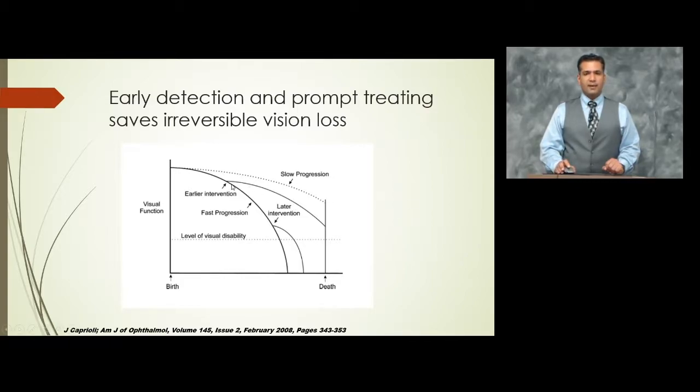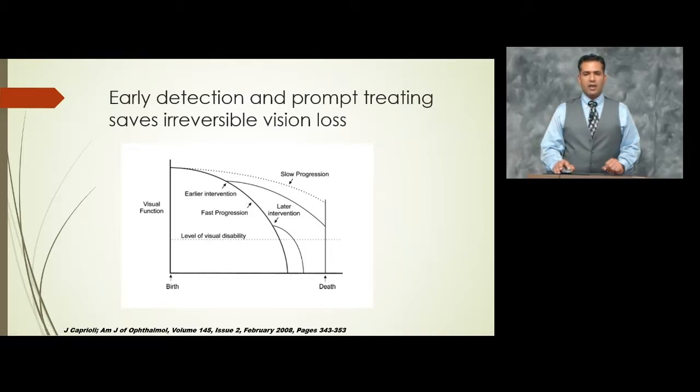So look at the schematic. You are going to detect the patient early. You would intervene appropriately such that instead of their natural course of disease, they would actually slow the progression down and they would never reach the level of visual disability.